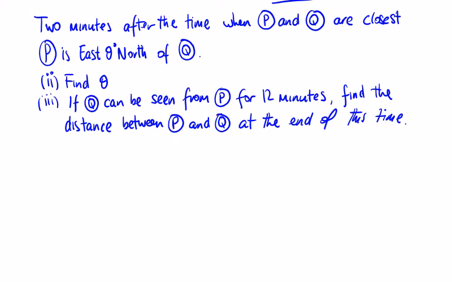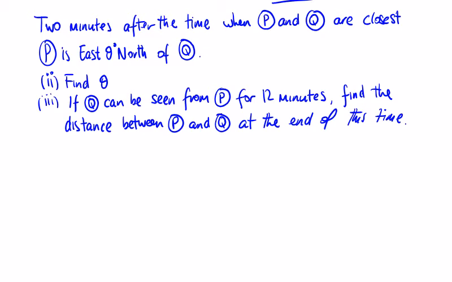Okay, the second part of this question. 2 minutes after the time when P and Q are closest, P is east, theta north of Q. Find theta. So we're looking for an angle. And if Q can be seen from P for 12 minutes, find the distance between them at the end of this time. Okay, diagram's really important here.